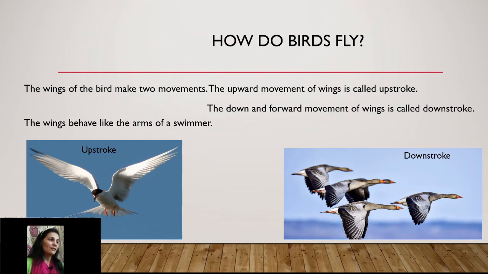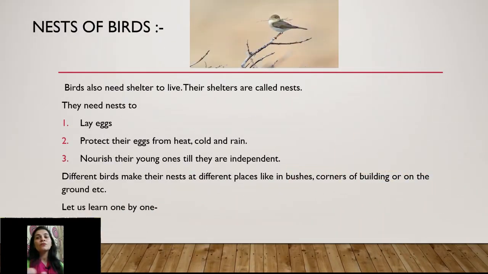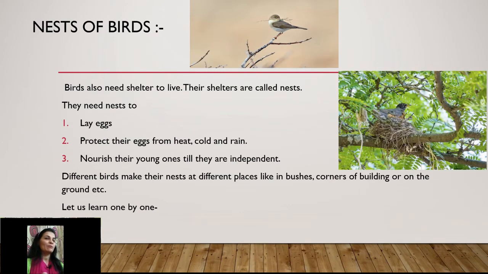Some more points are here. The wings of a bird make two types of movements. Which type of movements? Two types. One is upward movement of the wing, which is called upper stroke. You can see in the picture. The downward and forward movement of the wings is called down stroke. The wings behave like a swimmer.